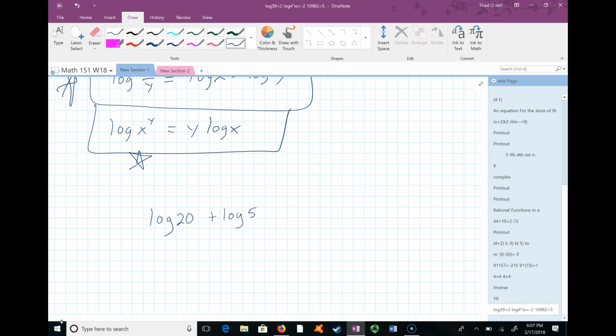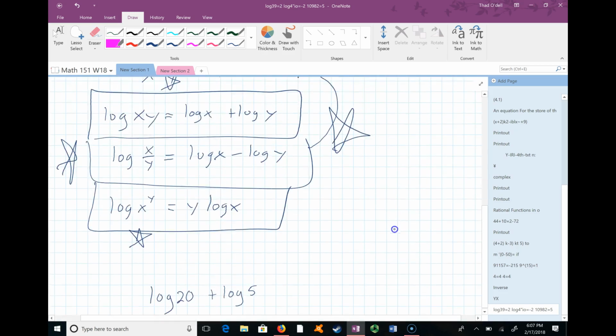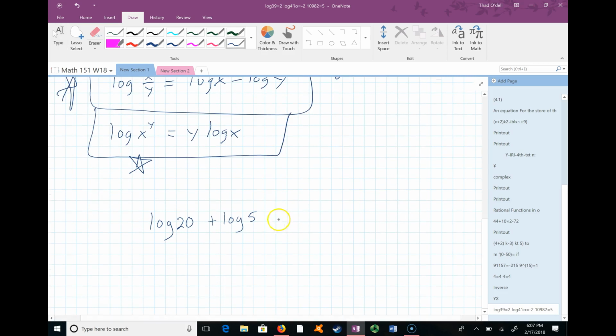Here's an example where one of these rules might come in handy. So notice I have a log of 20 plus log of 5. I don't know what the log of 20 is off the top of my head. I don't know what the log of 5 is off the top of my head. But if I use that first log rule, I could rewrite this as log of 20 times 5, which is the same thing as log of 100. And remember, if I write log without a base, that means log base 10. So this I can do in my head. This is 10 to what power equals 100? So that'd just be 2.